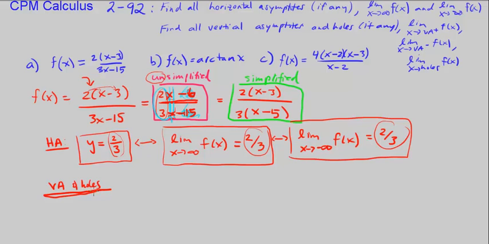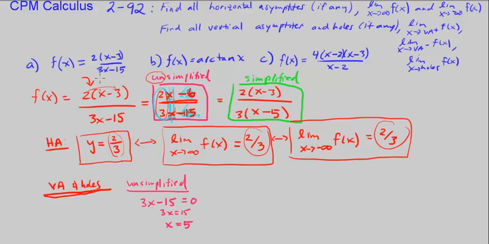Okay, so we know for vertical asymptotes and holes, we're going to look at both the unsimplified version and the simplified version. Okay, so for unsimplified, we get the denominator equal to 0 at 3x minus 15 equals 0. We solve for x. We add 15 to both sides. We have 3x equals 15. We divide by 3. We get x equals 5.